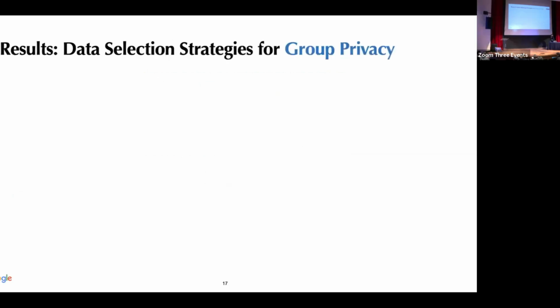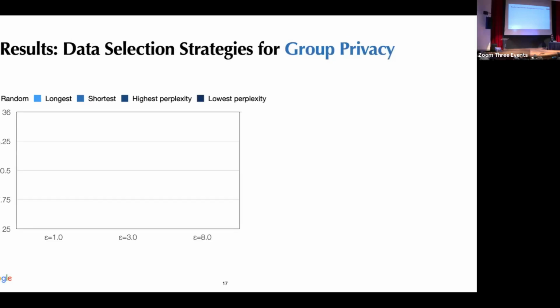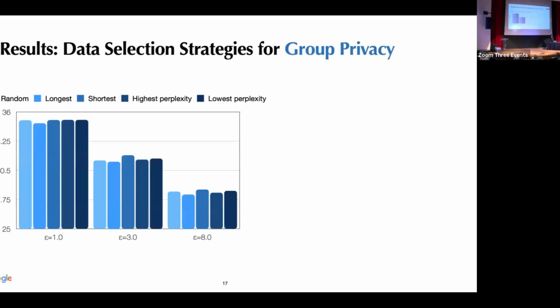Okay, so now let's see some results. Firstly, the results for group privacy. On the y-axis is the evaluation perplexity, the lower the better, and different group bars correspond to different privacy budget values. We did the evaluation, and as you can see, the longest selection gives you the best performance across all the privacy budgets we're evaluating on.